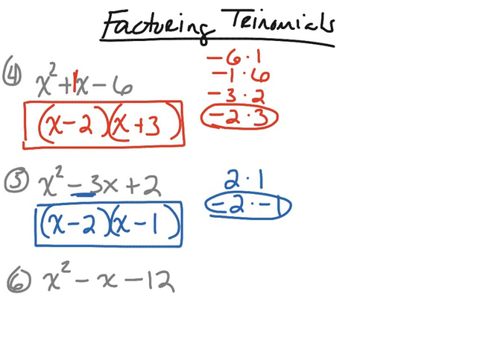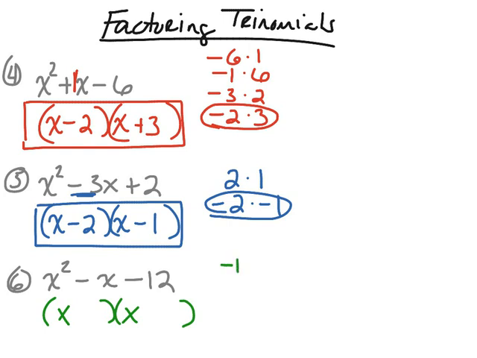Alright, let's do one more here, number 6. Again, let's start off with 2 sets of parentheses. X times x is going to give me the x squared. Again, we're going to play around with some numbers here. This time I'm looking at that negative 12. We need some factors of negative 12.